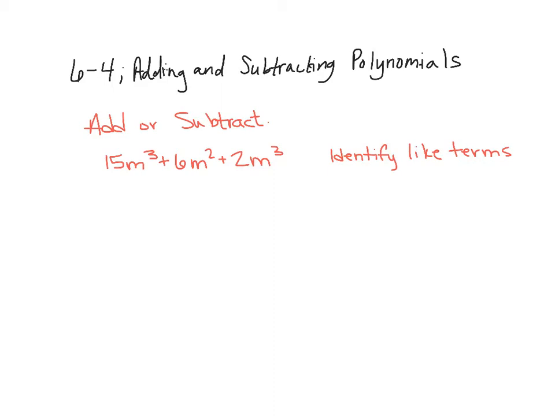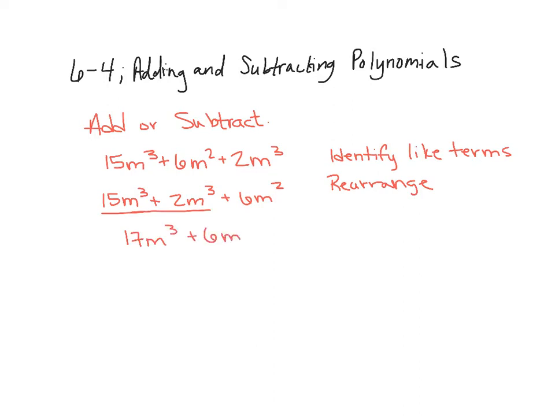So we're going to rewrite these so our like terms are together. So that would be the second thing. Rearrange. So 15m cubed and 2m cubed both have an m with an exponent of 3. And then 6m squared, it has a variable of m, but the exponent's 2, so it's not a like term. So what we can do then is add our two terms that have the same exponent and same variable, and when we add them, the only thing we add are the whole numbers. So we have 17m cubed plus 6m squared.